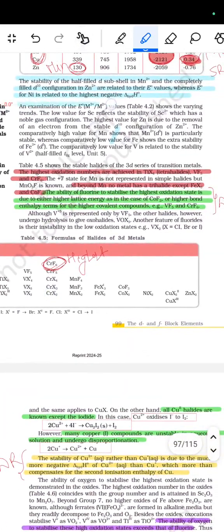तो an examination of the electrode M3+/M2+ values shows varying trends. The low value of scandium reflects the stability of Sc3+, which has a noble gas configuration. The highest value of Zn is due to the removal of an electron from the stable d10 configuration of Zn2+. The comparatively high value of Mn shows that Mn2+ d5 is particularly stable, whereas the comparatively low value of Fe shows the extra stability of Fe3+ d5. The comparatively low value of vanadium is related to the stability of the V2+ half-filled t2g level.